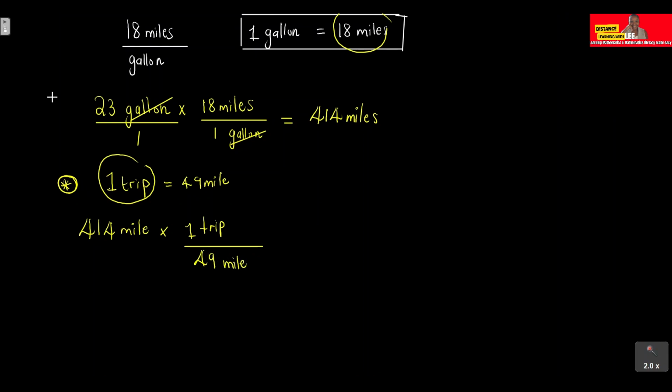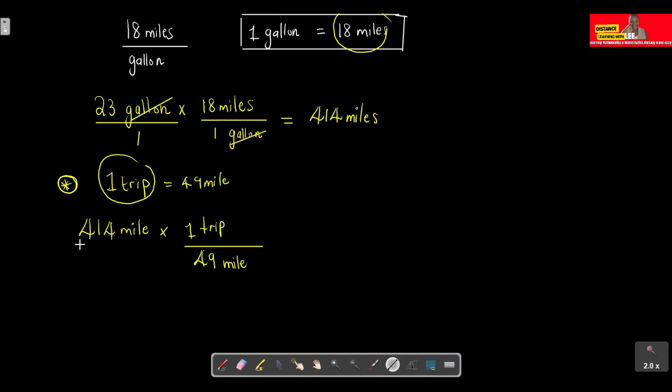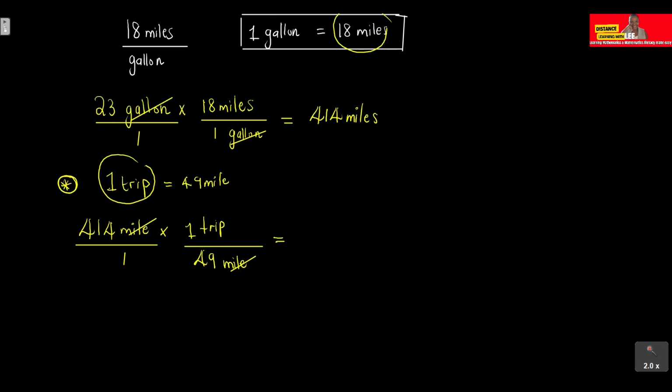So from here, what is it that we see? Our miles cancel, and whatever answer we get is going to tell us about the trips that we are going to be able to make from a full tank. If you punch it into your calculator, you'll get that you can make 8.448979592 trips.